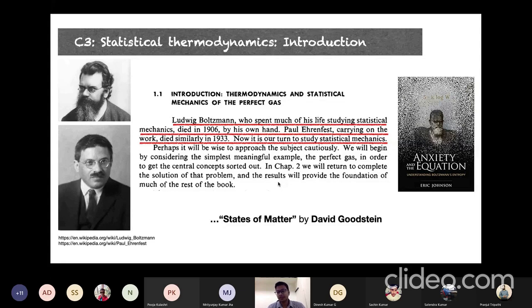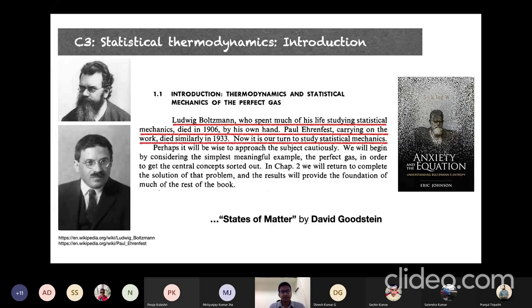So there is a very popular book which is called, if you see on the right hand side, Anxiety and the Equation. It's written by Eric Johnson, and it's about Boltzmann's life and what happened at that time. What were the contributions of Boltzmann? Why did he hang himself? You'll get an idea of that era. So this book is expensive, but if you guys come to my office next semester, I might have a copy of this book, so you can borrow it from me and have a quick read and then return it to me.